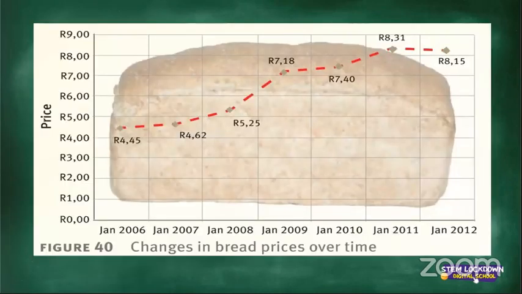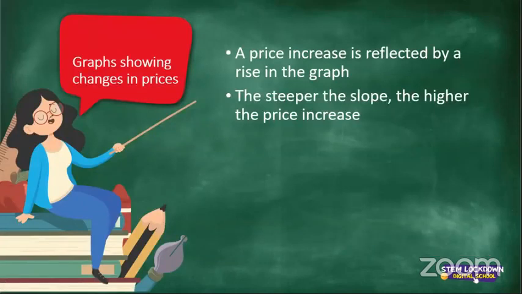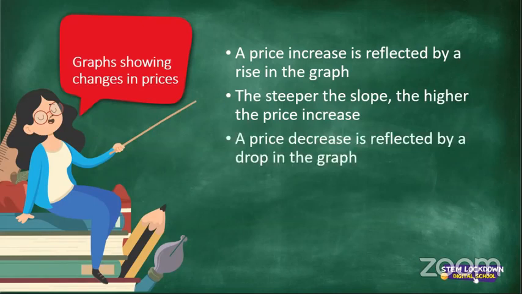As you can see with your graph, you study your graph, you see the X's there. Here we're talking about the months, the different years, the different months over the different years. And then on the y-axis, we've got the prices, and it's increasing. So if there's a rise in your graph, there's a price increase. The steeper the slope, the higher the price increase. Remember when we spoke about the steepness of the graph? Yes, the steeper it is, the higher the price increase.